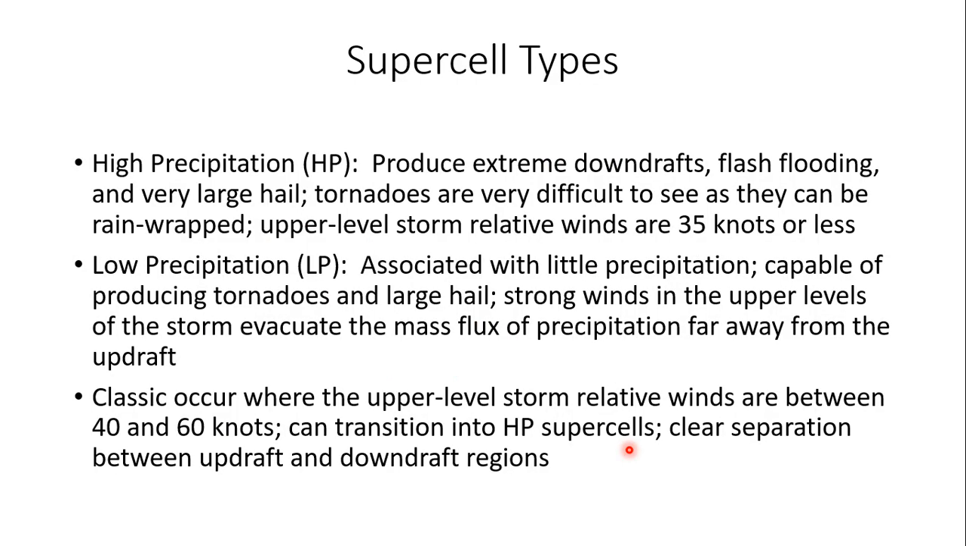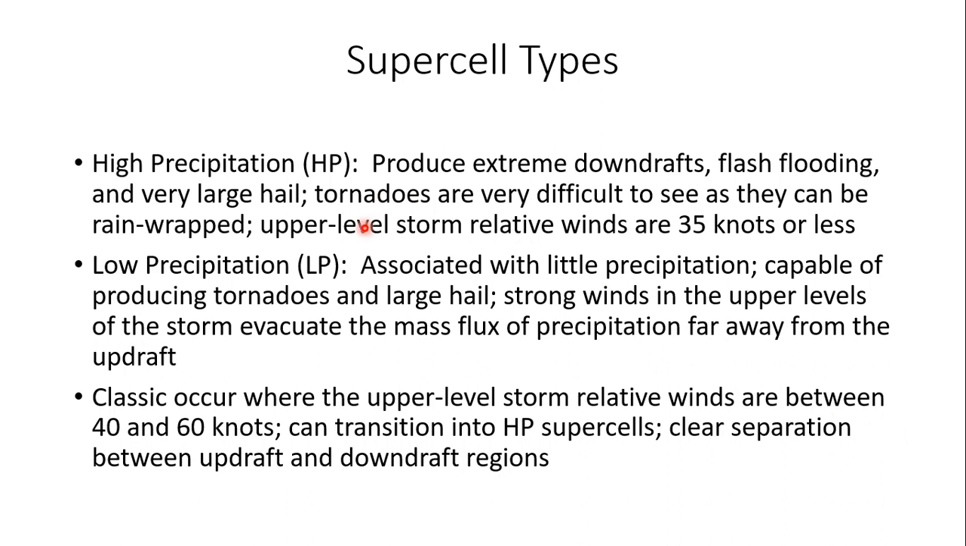And then to end today's training, I just wanted to briefly cover the 3 supercell types of interest. We start off with the high precipitation type. This is going to produce extreme downdrafts. High precipitation supercells produce flash flooding on short order and very large hail. And the scariest thing with these heavy precip supercells is tornadoes are very difficult to see, as they can be wrapped into the heavy rain. So you may have rain falling really heavily and you can't see the funnel cloud, you can't see the tornado.